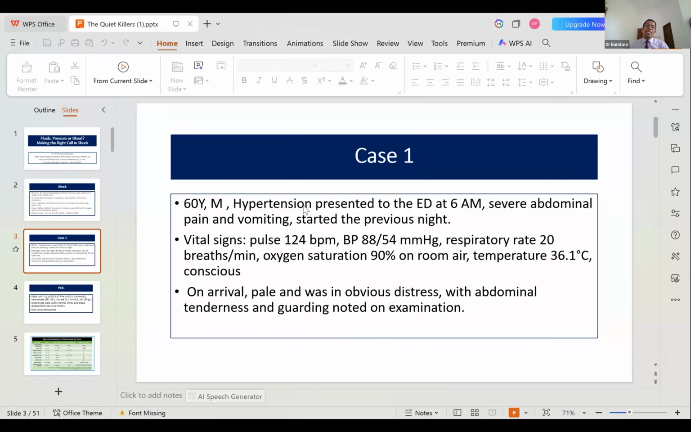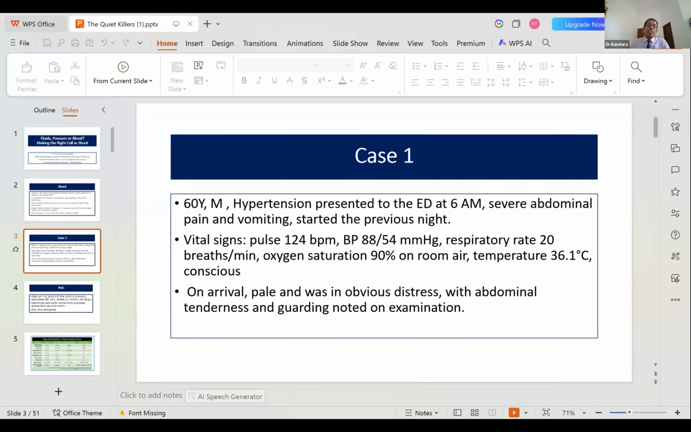If you give a fluid bolus and increase the cardiac output by 20%, your oxygen delivery increases by 20%. If you give blood and increase your hemoglobin from 6 to 9, your oxygen delivery is increased by 50%. That is the main aim of giving blood to a patient who has hemorrhagic shock.